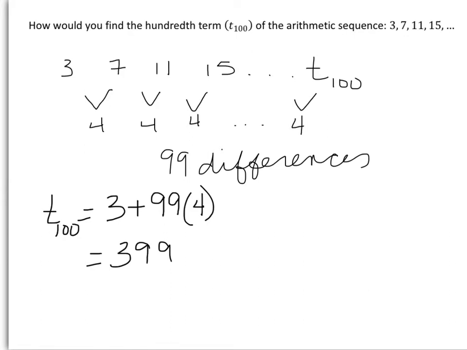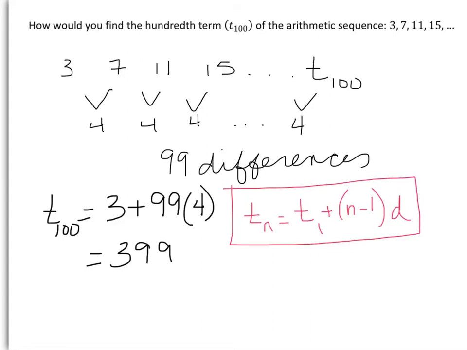The general formula for an arithmetic sequence is to solve T sub n, we take T sub 1, and we add however many terms minus 1 times the difference. That's exactly what we did above. We started with our first term, and then we added the number of terms. We were looking for 100, so we subtracted 1, that was 99, times the common difference. So this is the formula that we will use in this lesson.